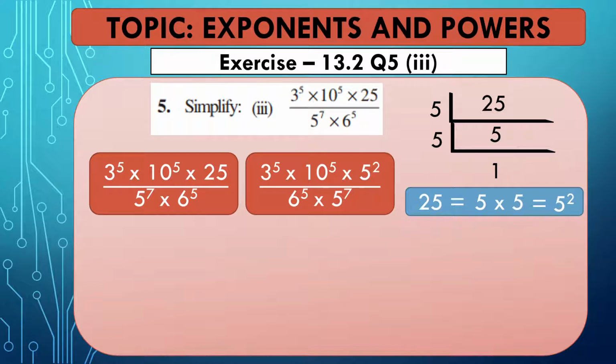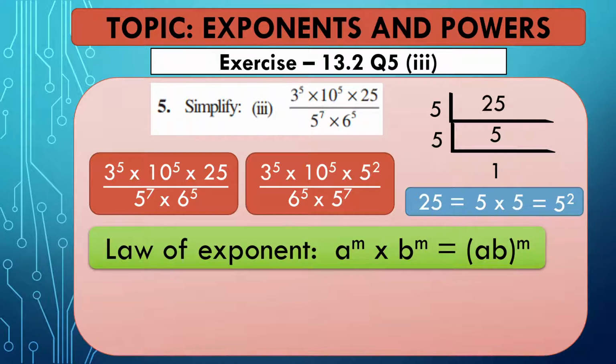And we will write the expression as 3 to the power of 5 into 10 to the power of 5 into 5 to the power of 2 by, we will do a slight rearrangement here. We will write 5 to the power of 7 into 6 to the power of 5 as 6 to the power of 5 into 5 to the power of 7. The reason is we are trying to bring the bases which have similar powers together. Different bases but powers are similar. Such exponential numbers we are trying to bring together.